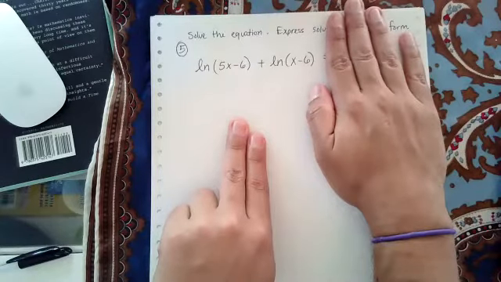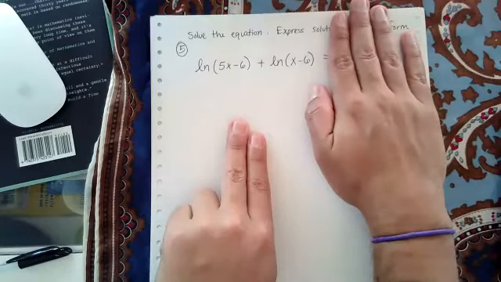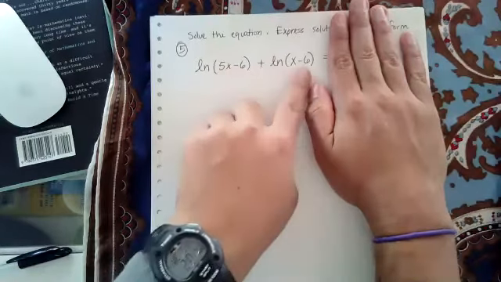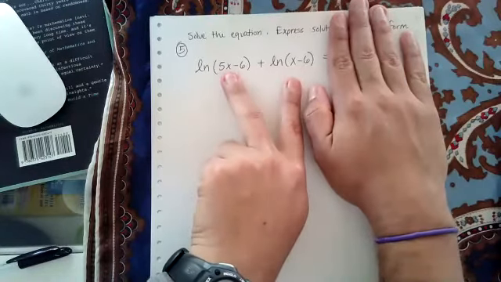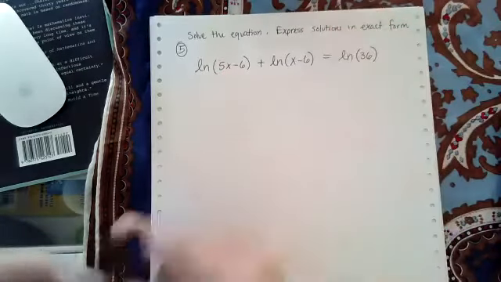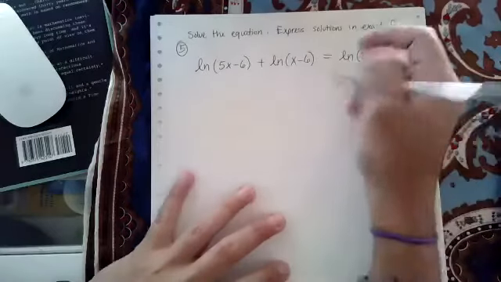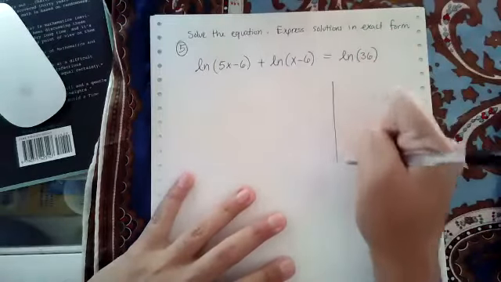Just combine the 5x minus 6 plus x minus 6. And how would we combine them? What would you write down? 6x minus 12. Okay, I see what you're doing. It's a good attempt, but wrong. Would you distribute? No. You'll have to remember this log property from last time.